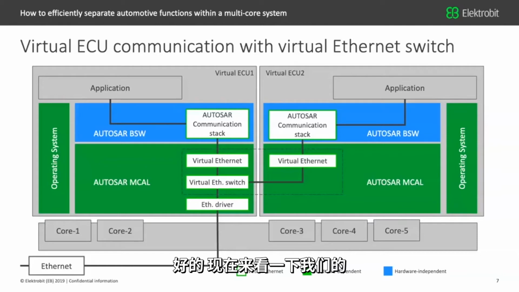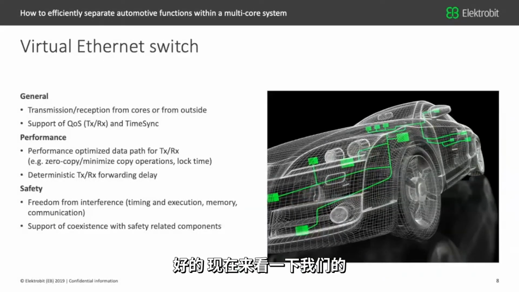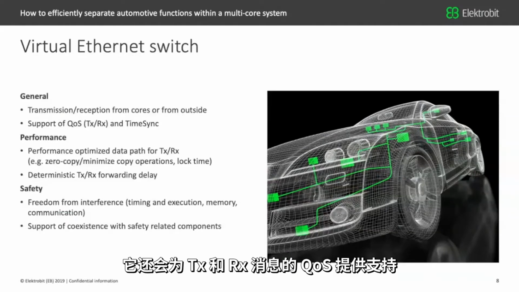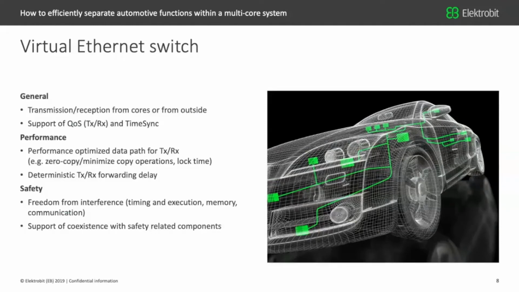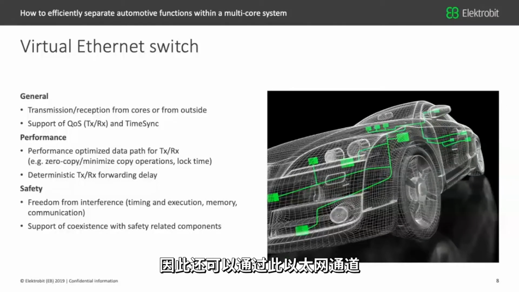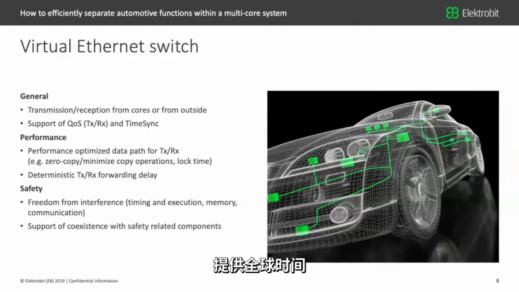Okay, so if we have a look at the general features of our virtual Ethernet switch, they are transmission and reception from all the different parts of what I just said within our system, all virtual ECUs. Also support of quality of service for TX and RX messages, as well as time sync features. So we could also provide a global time through this Ethernet channel.